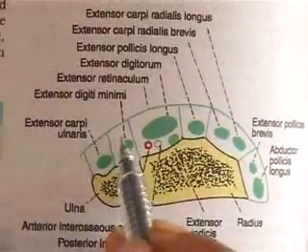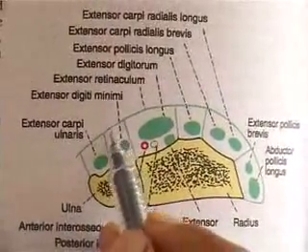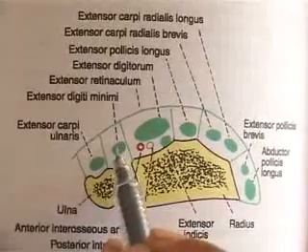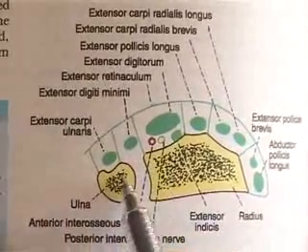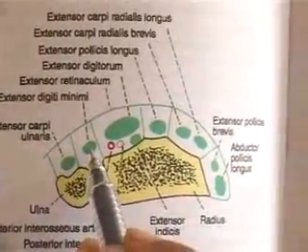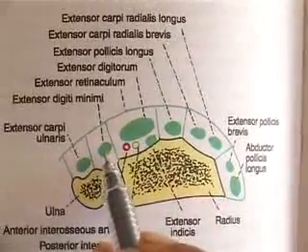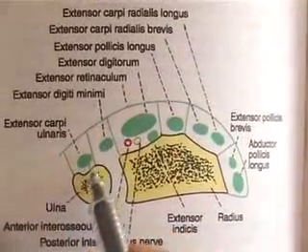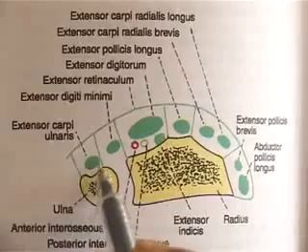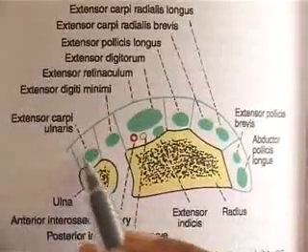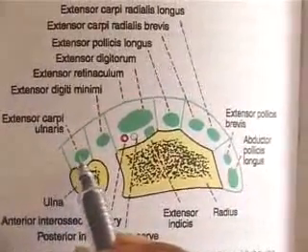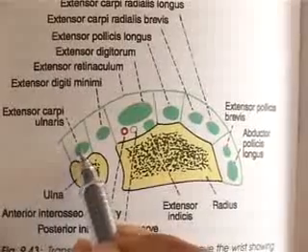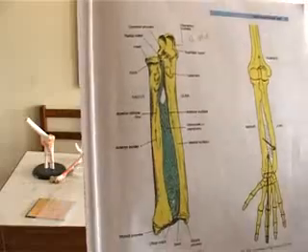The fifth compartment lies between radius and ulna and contains the tendon of extensor digiti minimi. The last compartment on the ulna is containing the tendon of extensor carpi ulnaris.